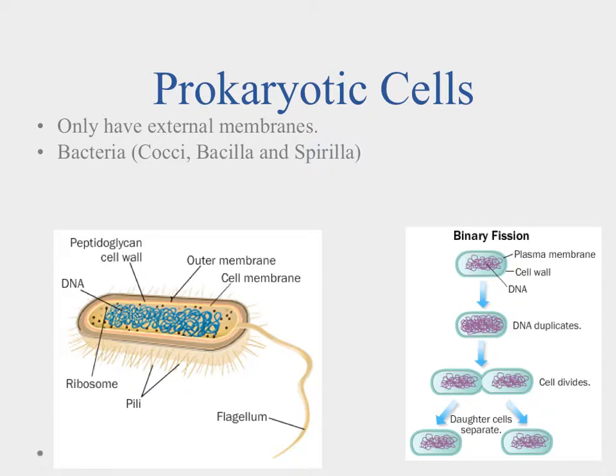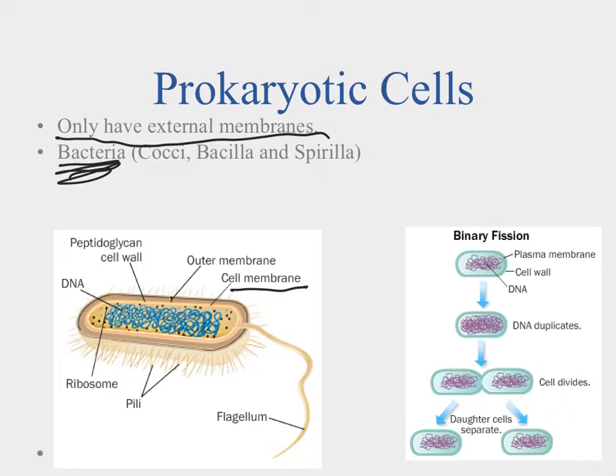So let's begin today with a discussion on prokaryotic cells. Our prokaryotic cells are identified by the fact that they only have an external membrane. So they only have one membrane that separates them from the outside world. The most common example of our prokaryotic cells are going to be the bacteria.